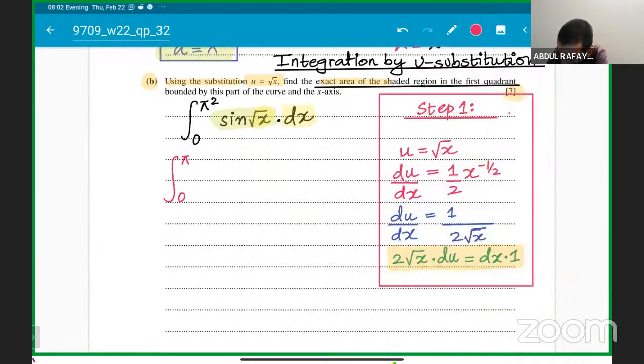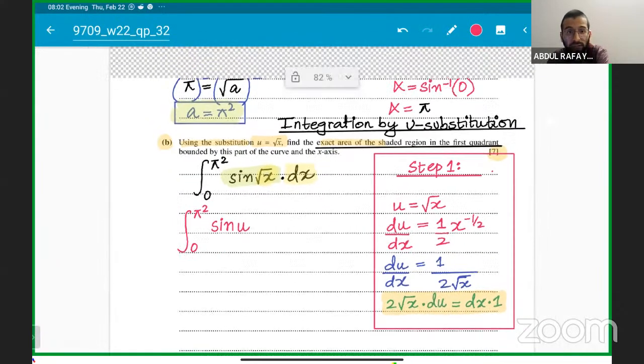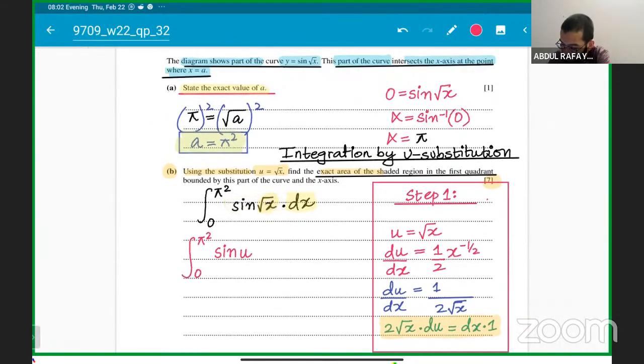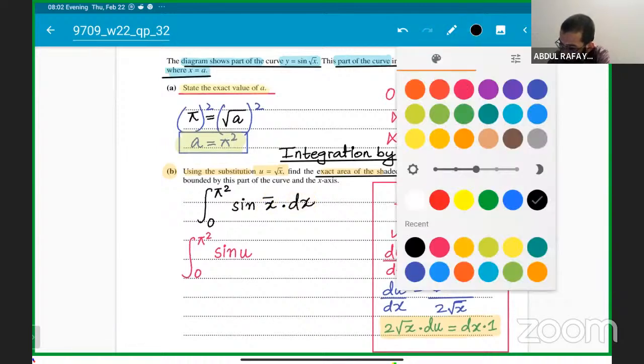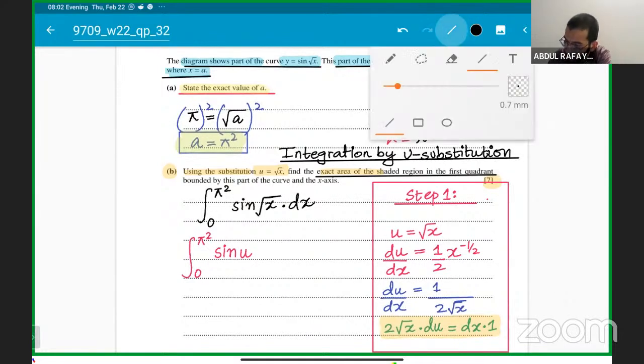0 to pi squared, sine square root x can be written as what? Sine square root x can be written as sine u. Why? Because u is equal to square root x. I can replace the square root x with the u.